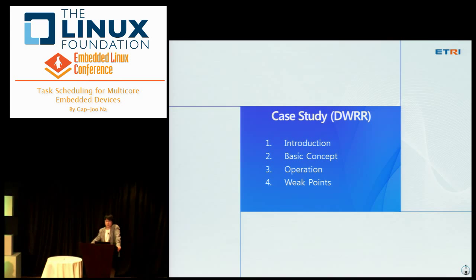Last year, our team tried to analyze the current scheduler and to improve global fairness. So we adapted previous research called distributed weighted round robin, shortly called the DWRR algorithm, to the CFS scheduler, and compared CFS and DWRR by conducting various experiments. In this part, first I'll explain the DWRR algorithm, and next I'll show the comparison experiment results.